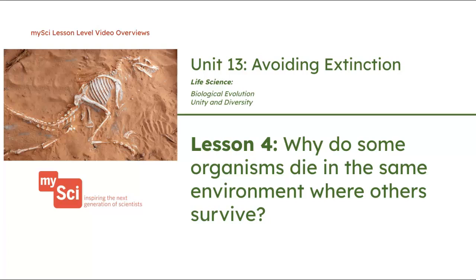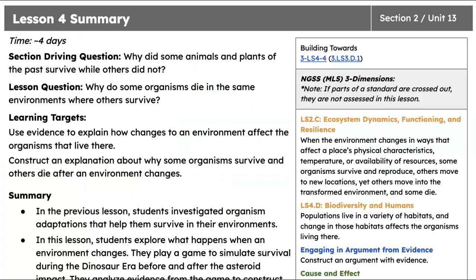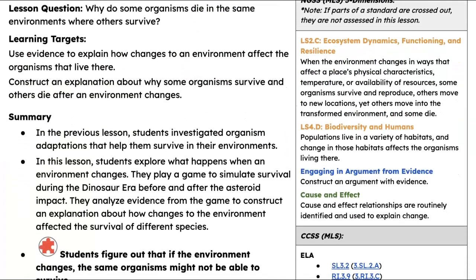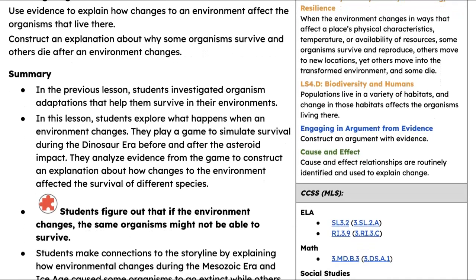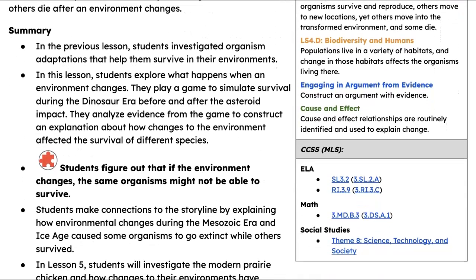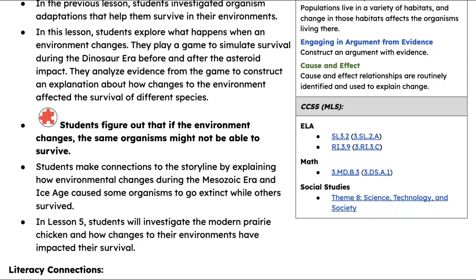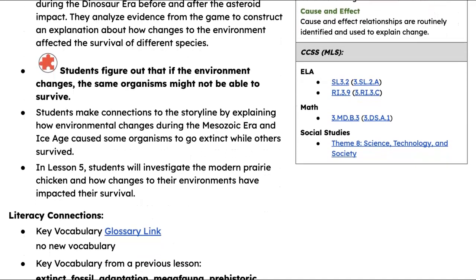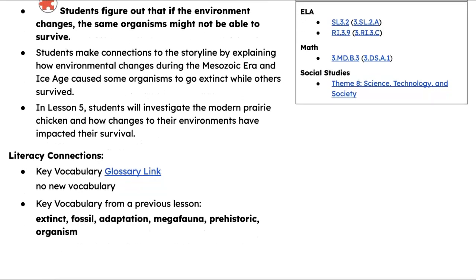Students figure out that if the environment changes, the same organisms might not be able to survive. Students make connections to the storyline by explaining how environmental changes during the Mesozoic era and the Ice Age caused some organisms to go extinct while others survived. There are several opportunities for ELA, Math, and Social Studies cross-curricular connections throughout the lesson. You can look for specific standard connections in the Unit 13 Teacher Guide. This lesson will take approximately 4 days to complete.